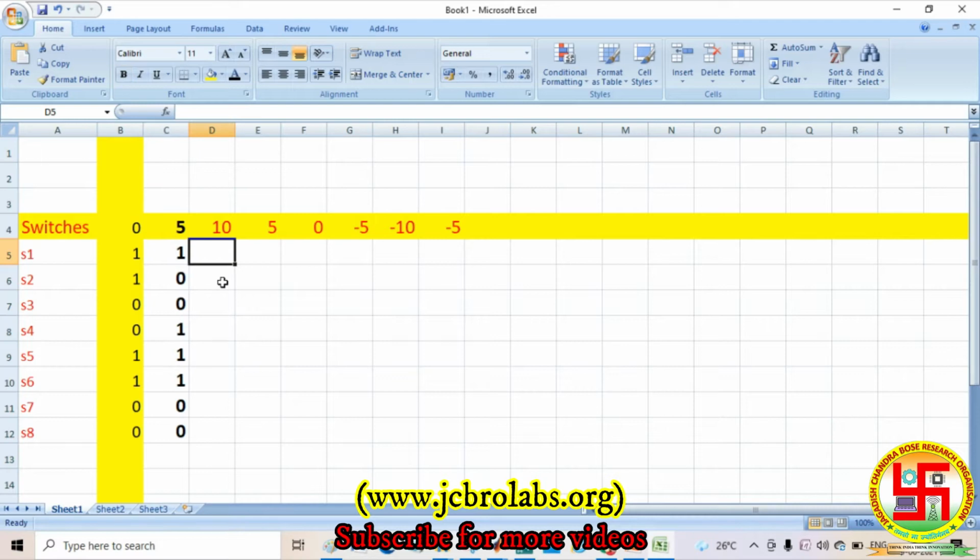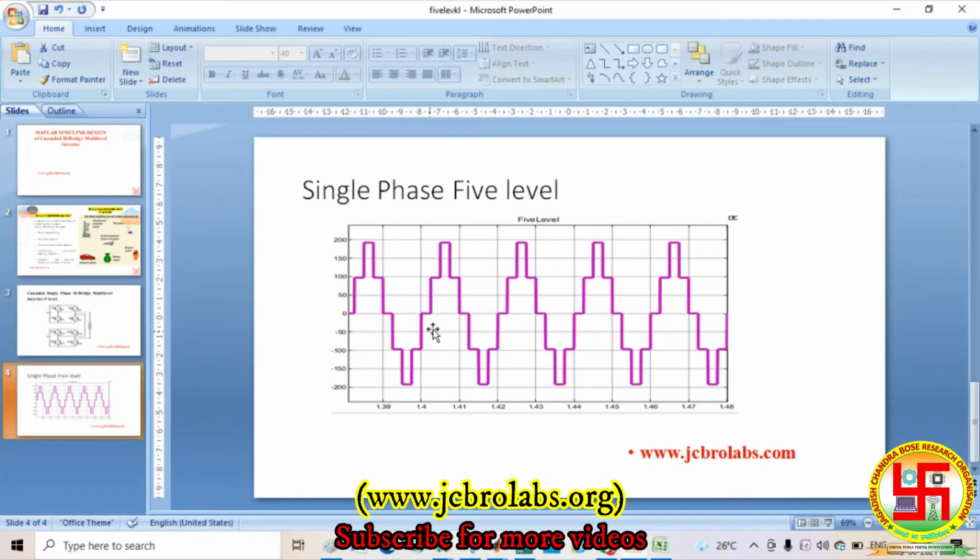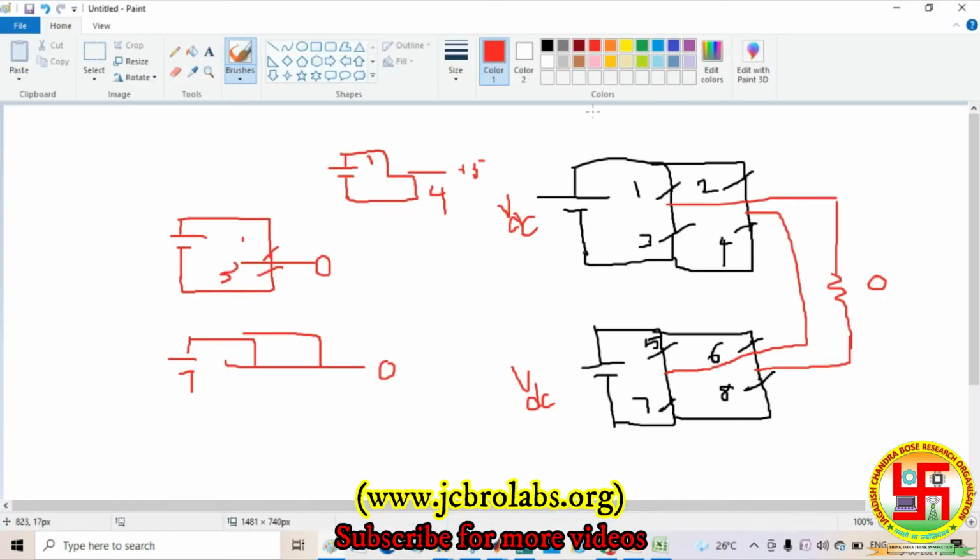Now 10. We need to turn on the 10. This is the peak voltage. To reach the peak voltage, I am turning on these switches: 1 and 4, 5 and 8. In this bridge you will get positive 5, and in this bridge also you will get positive 5. So totally 10 volts you will get here.